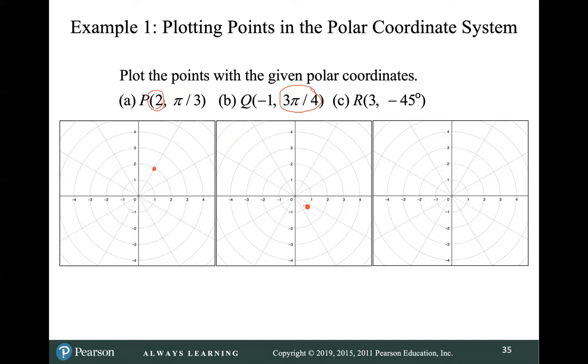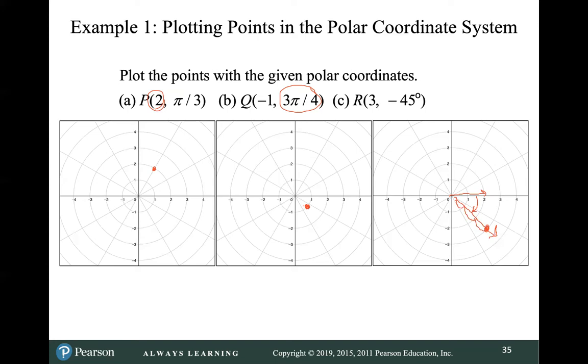So facing out on our polar axis, rotating a negative 45 degrees, a negative angle means I'm rotating clockwise. So now I'm rotating clockwise 45 degrees. That's my ray. And then my point has a distance of 3. 3 means I'm going to walk along that ray 3 units. 1, 2, 3 units. And there's my point.